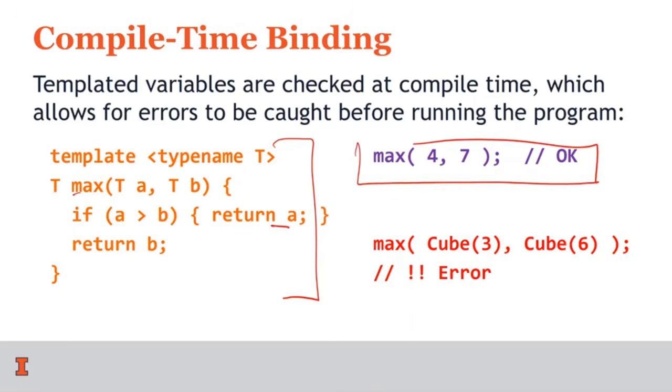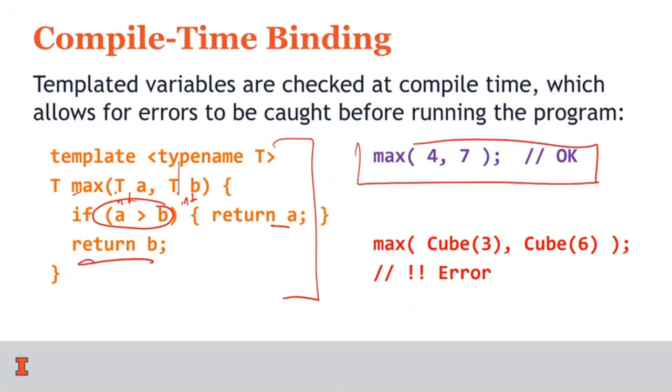Because these variables are both integers, it's going to instantiate a templated version of the max function with integers. So it's going to be read as an int a and an int b being compared in the max function. Since we have the if statement that compares whether or not a is greater than b, we're going to check if the integer 4 is greater than the integer 7. Since it's not, we're going to go ahead and return b.